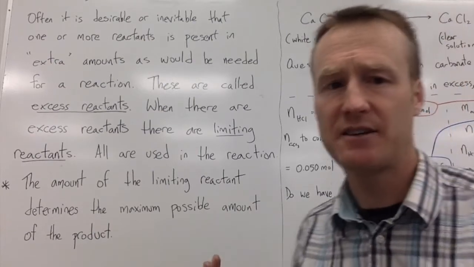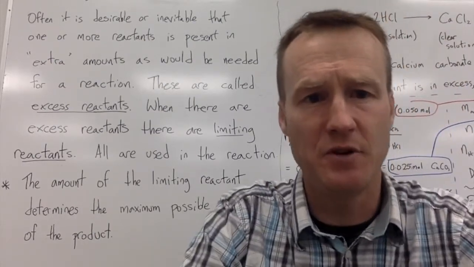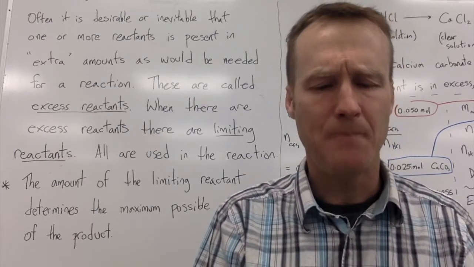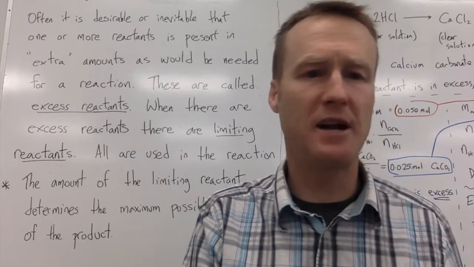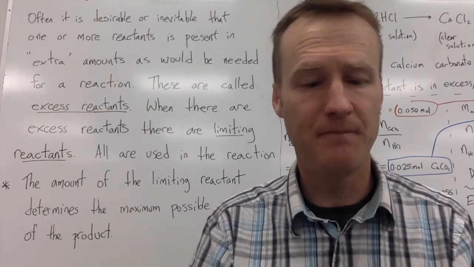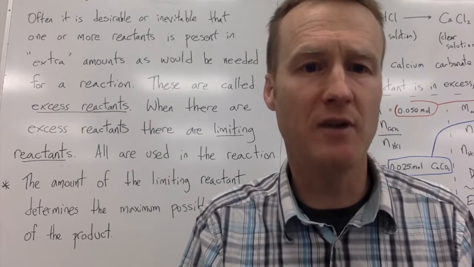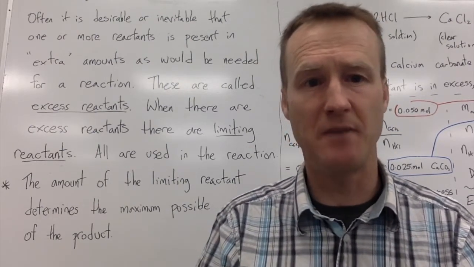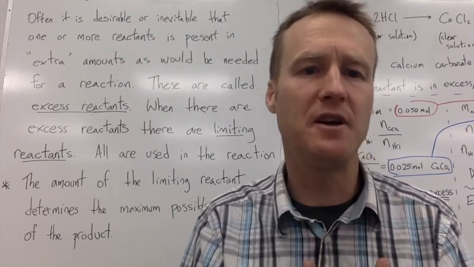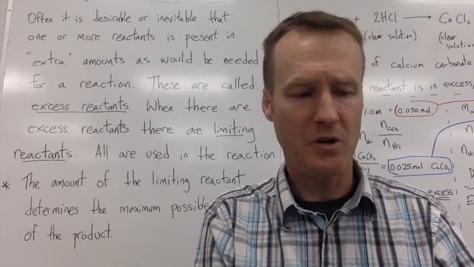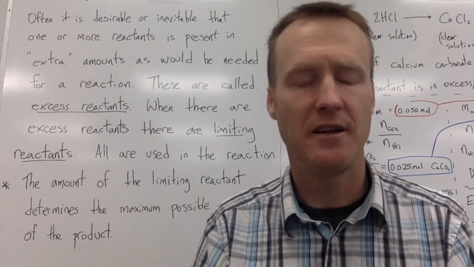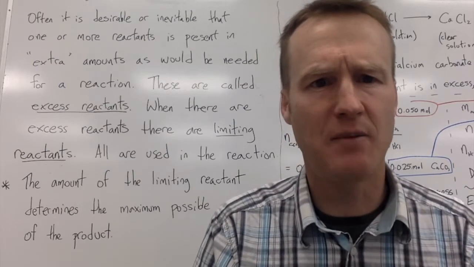When there are excess reactants, this means that by definition there are also going to be limiting reactants. The limiting reactants are those reactants that get entirely consumed. Because they all get used up, it's the amount of the limiting reactants that determines how much product you can make. It doesn't matter how much of one reactant you add. If you only add a little bit of the other reactant, then you're going to have a whole bunch of one of the reactants left over and a little bit of the product. So sometimes this is actually a desirable thing.